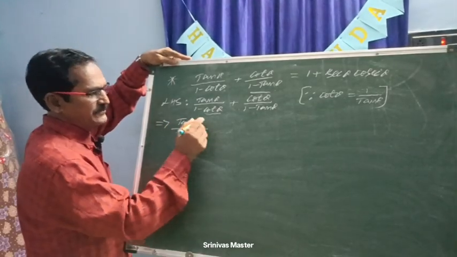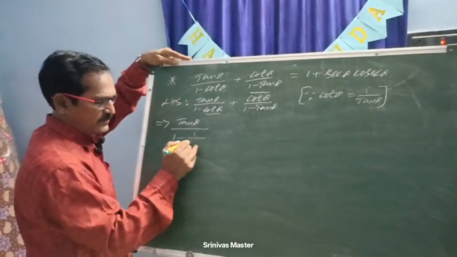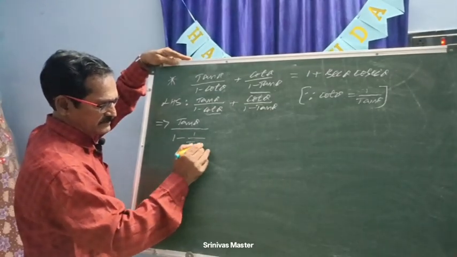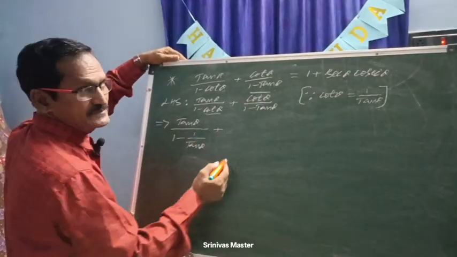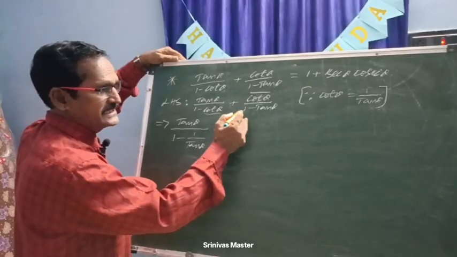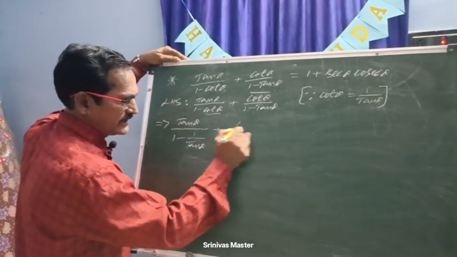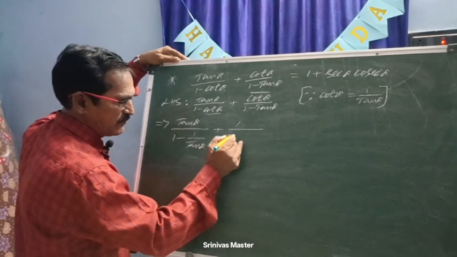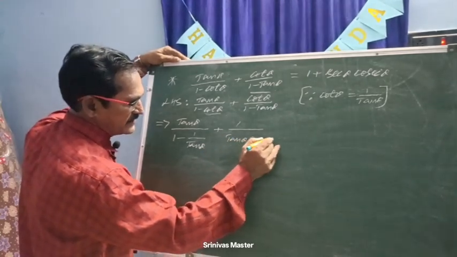Tan theta by 1 minus cot theta. Cot theta means 1 by tan theta. Plus, again here cot theta. Cot theta means what? 1 by tan theta, no? That means the tan theta goes to the denominator, no? So this can be written as 1 by tan theta over 1 minus tan theta.